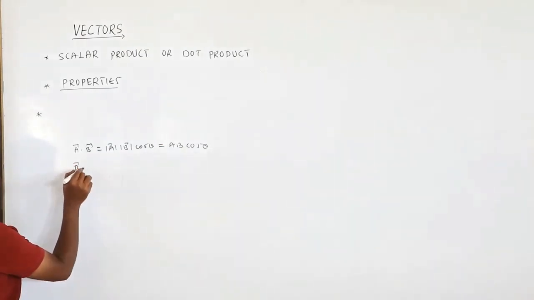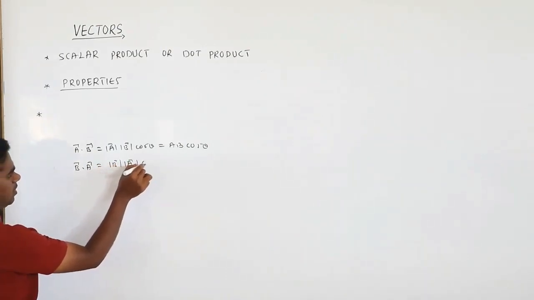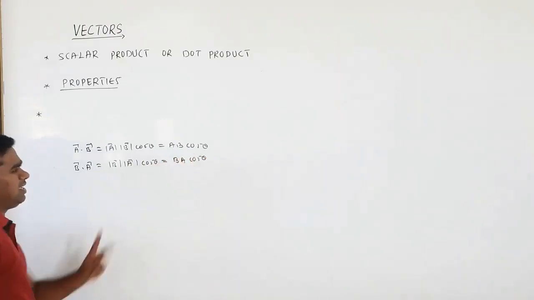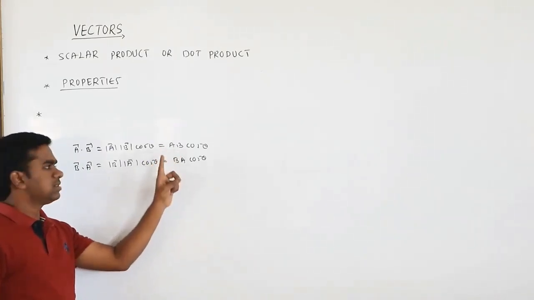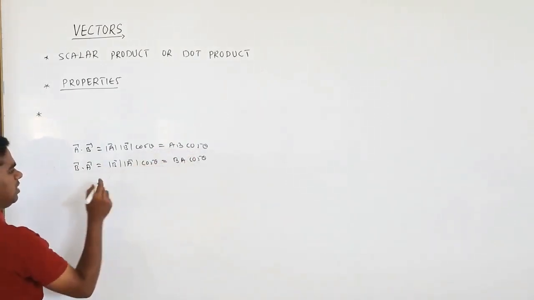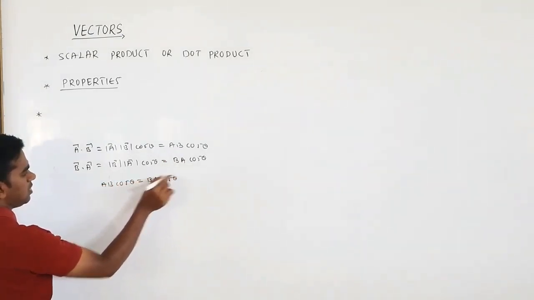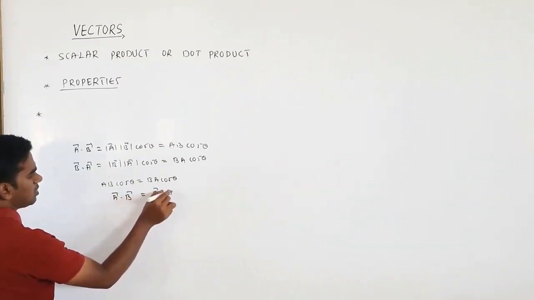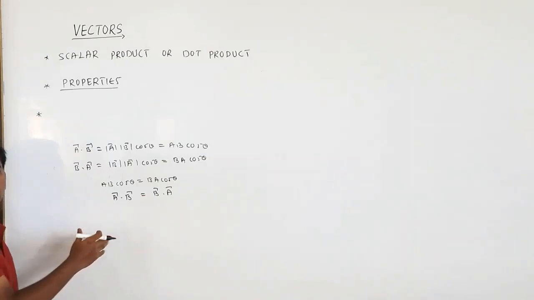Can I write B dot A? So what will happen for B dot A? Magnitude of B, magnitude of A cos theta. So what is it? It is BA cos theta. Is AB cos theta and BA cos theta the same? Because 2 into 3 is also 6, 3 into 2 is also 6. So we can equate them. AB cos theta equals BA cos theta. That means A dot B is equal to B dot A. What is this? This is nothing but your commutative.